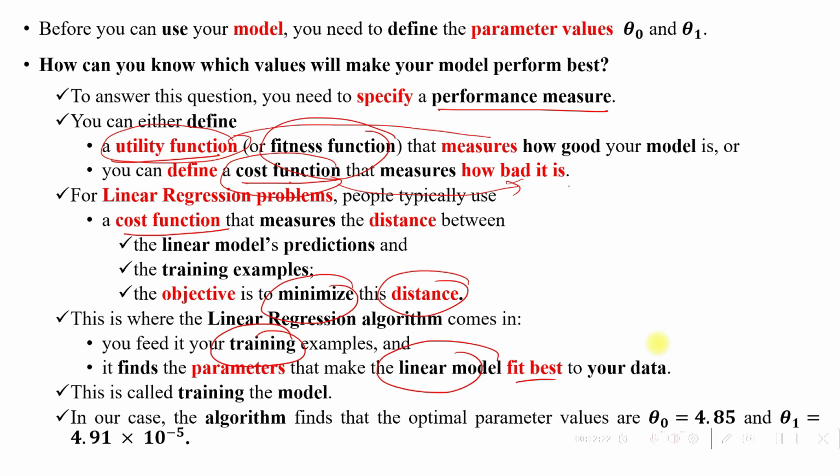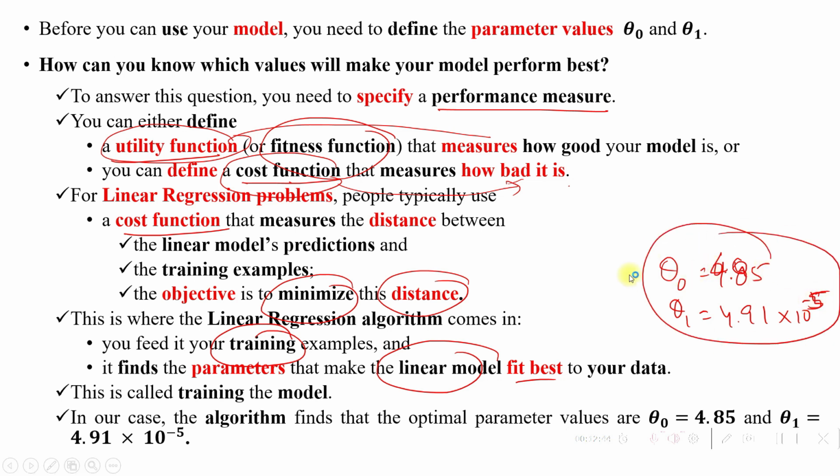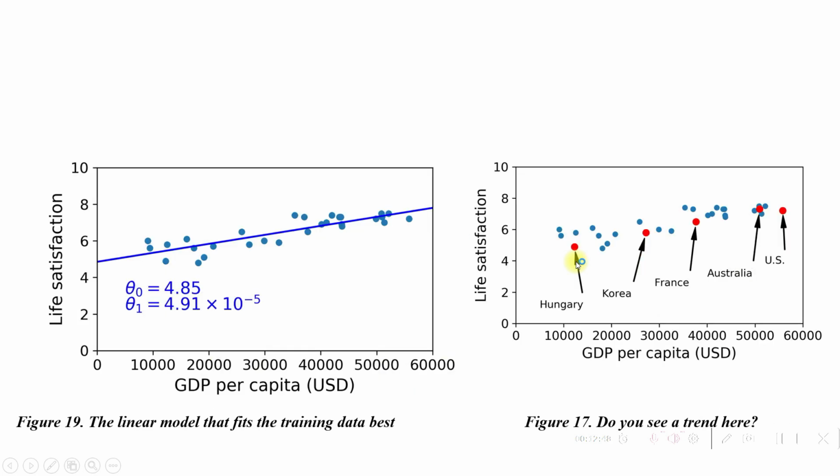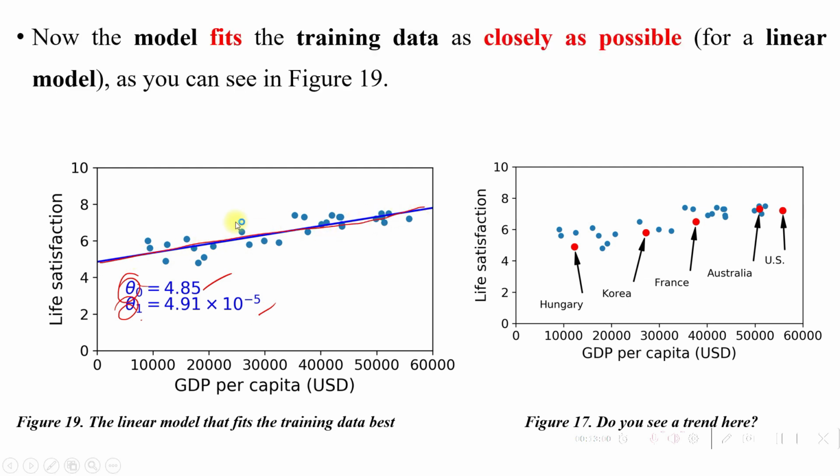In our case, the algorithm finds the optimal parameter values: theta naught equal to 4.85 and theta 1 equal to 4.91 into 10 power minus 5. Based on these values, we get the best fit for our data. By changing the different values of theta naught and theta 1, we get the model that gives the best fit, so the model fits the training data as closely as possible.